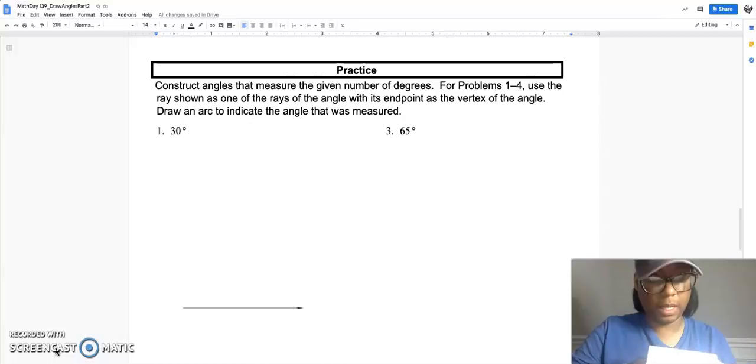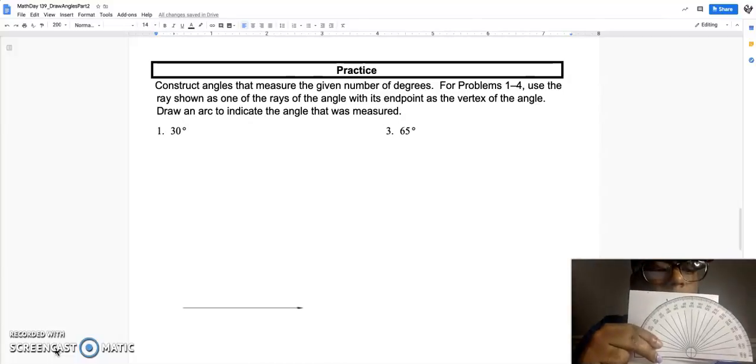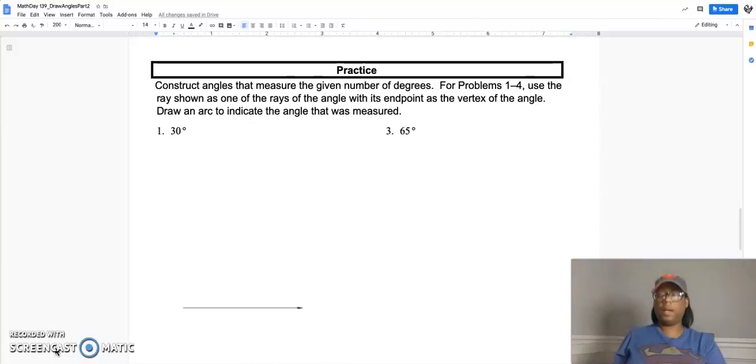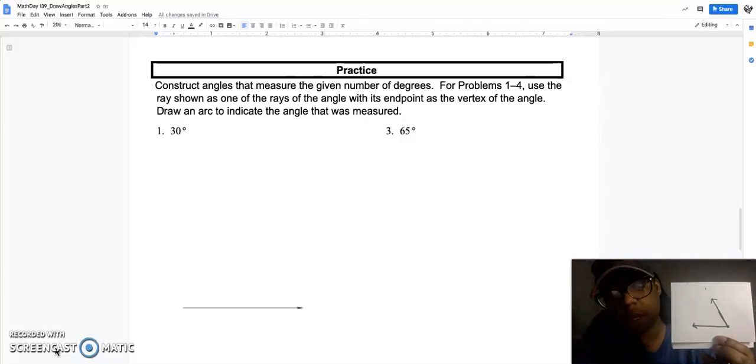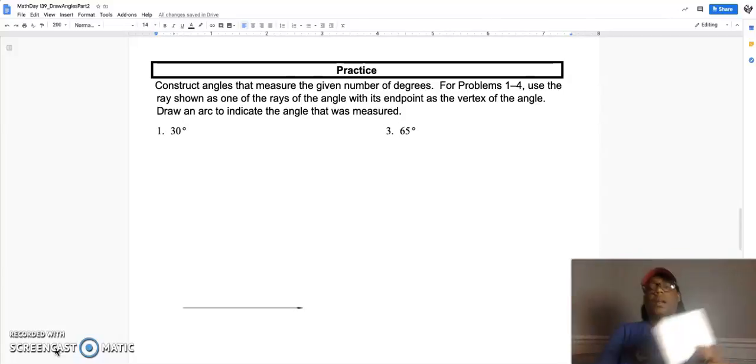Make sure I make that indentation on the top of my paper, and then I'm going to draw another line to create the 65-degree angle. And here we go. 65-degree angle that I created from using my paper protractor that I printed out.